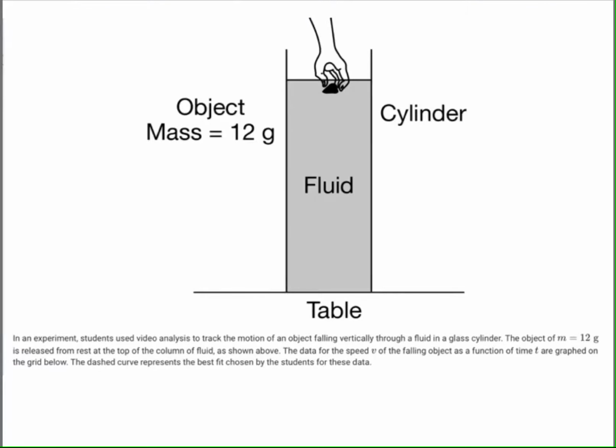We have an object falling through fluid this way. So the force of gravity is acting down on it, and the fluid is going to have some sort of a drag force acting on it. They give us other miscellaneous information. The mass is 12 grams. They discuss other such things, which we'll get back to later.